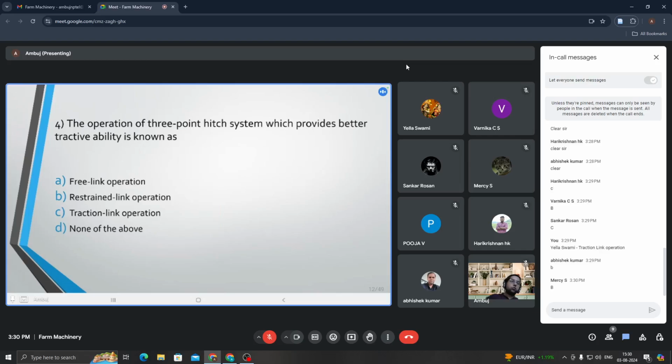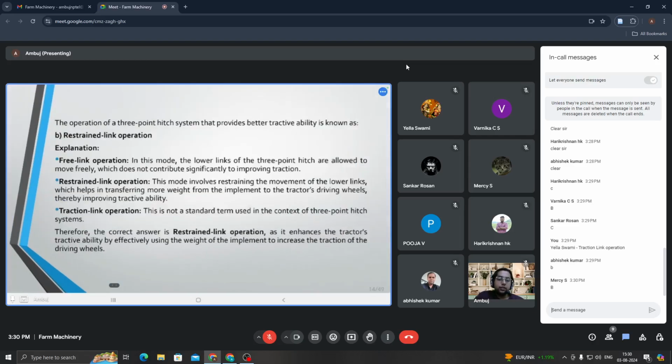Okay, I'll move forward. Yes, B. Good. The correct option would be restrained link operation. See here, three options I have given you.